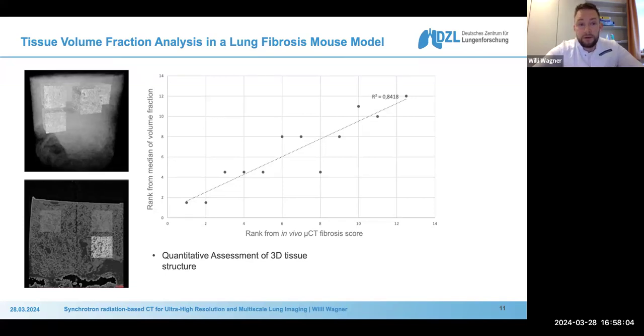And this scar tissue results in a shift in the volume fraction of tissue compared to air spaces. You have more tissue in your lung. And this can be quite well assessed in the 3-dimensional space. Here we could show that the 3-dimensional assessment of the 3D volume fraction of tissue correlates very well with radiological scoring of the severity of fibrosis.